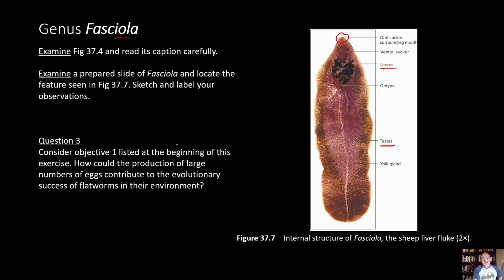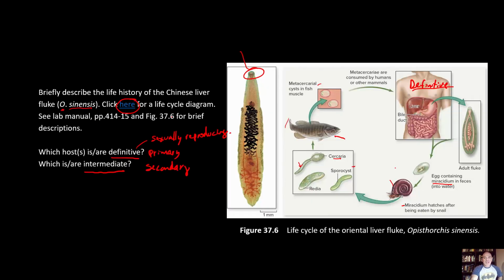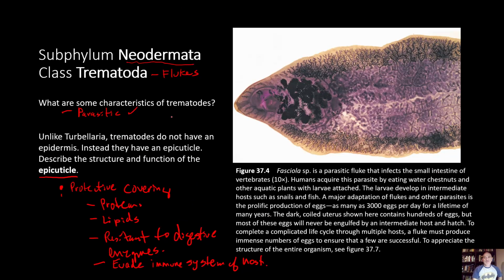And then it asks you to go back and look and answer a question about this. You'd want to go back and look at figure 37.4 and read the caption carefully. It's pretty lengthy, but essentially it talks about how, and this is that front end of what we were just looking at, they can produce up to 3,000 eggs per day throughout their lifetime. And tons of eggs are released because for those eggs to make their way into another host would be a very rare event. So the more eggs you can spit out into the environment, the more likely the right host is to pick them up.